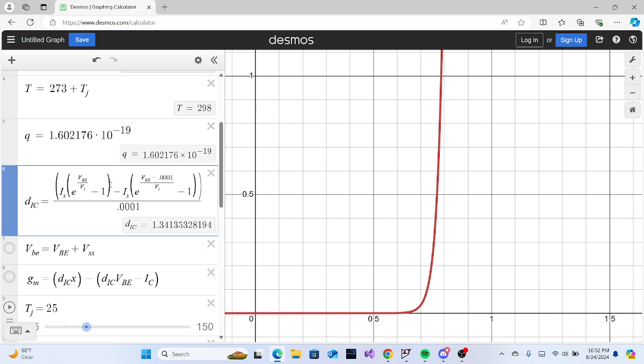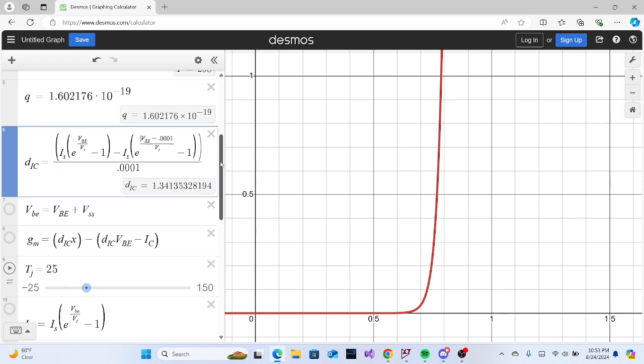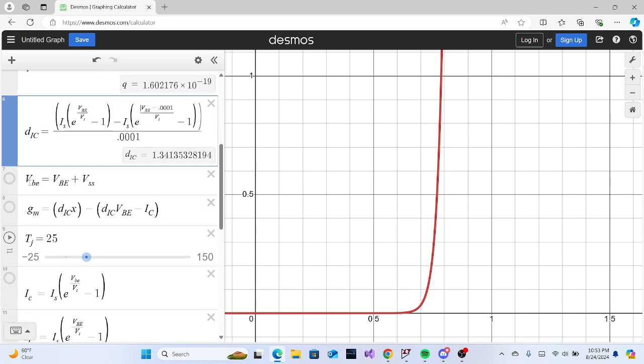There we go. So what I did here to create my own derivative approximation is I just took this equation and subtracted the same equation, but where you change VBE by a very, very small amount. You take that difference and you divide it by that small amount, and you get a derivative from doing that. VBE, this is your total base voltage.